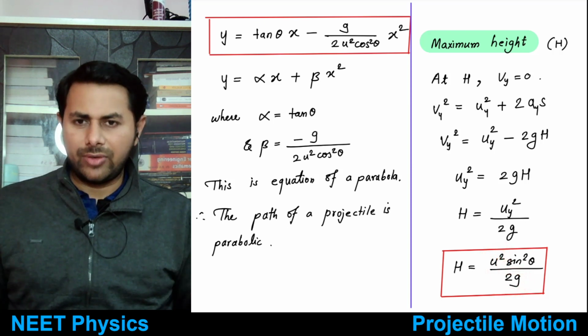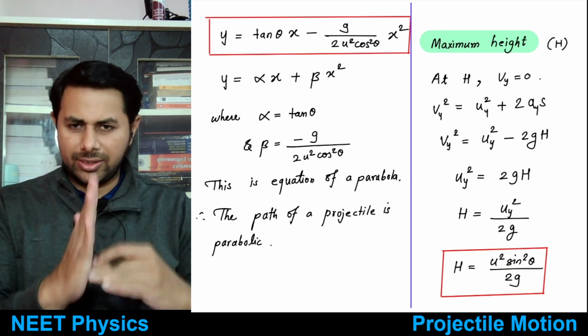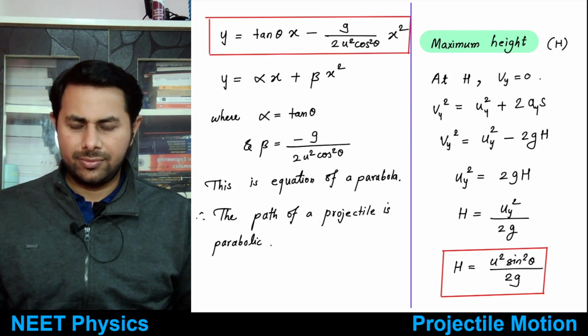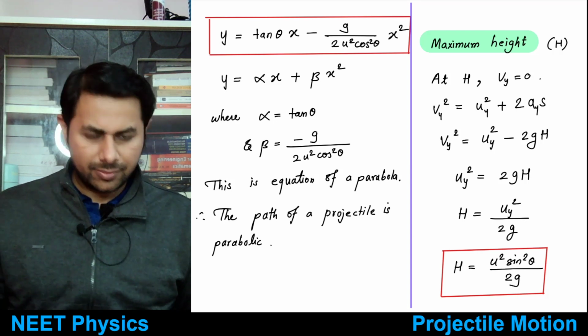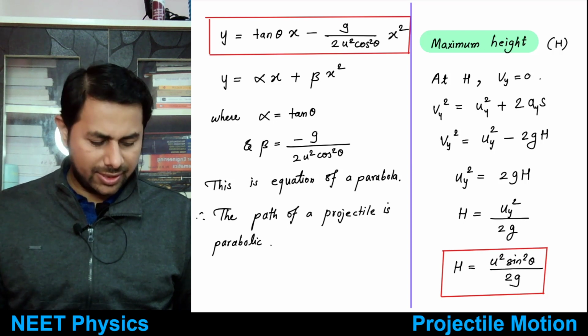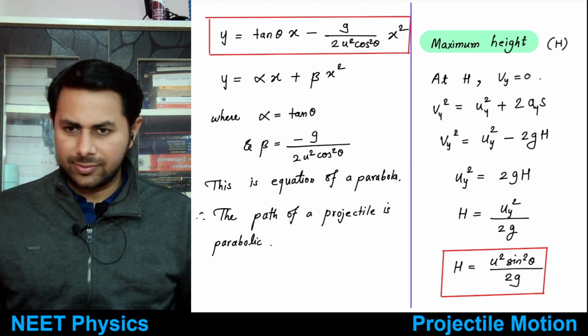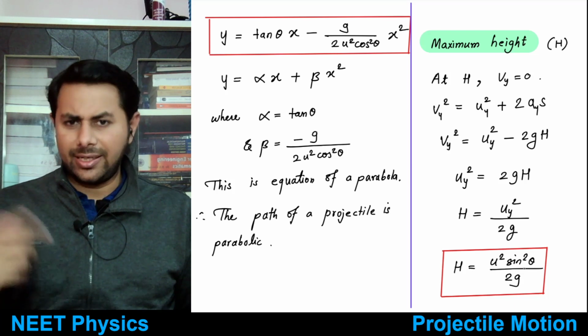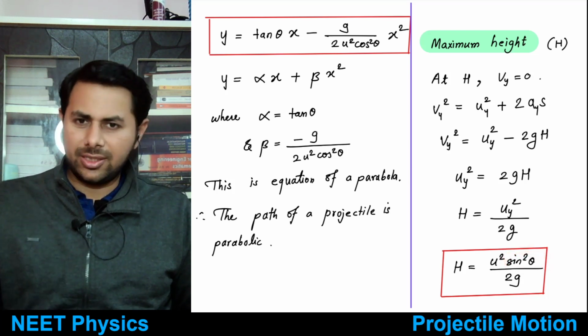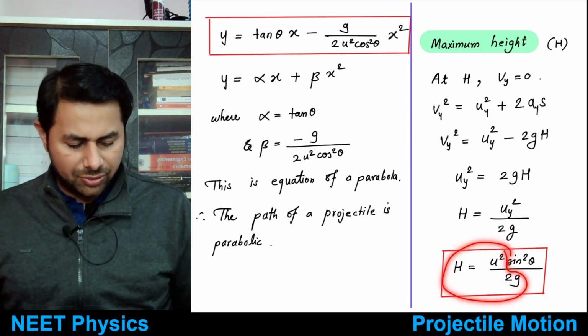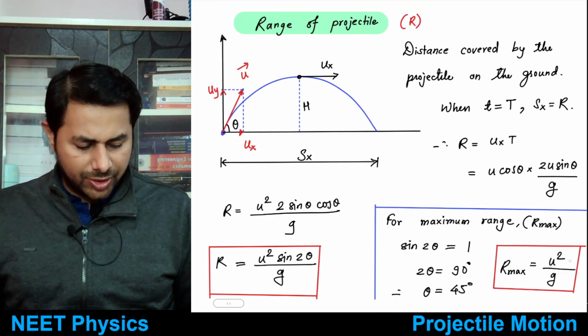What do you think? When will you have the maximum height? At what angle with the horizontal should you throw the ball? Exactly, right, very good. So you should throw it at 90 degrees to the horizontal, because sine 90 is 1, so sine squared of 90 is 1. So then you get H is equal to u squared by 2g. Okay, so maximum height is u squared by 2g, and maximum range is what? U squared by g.